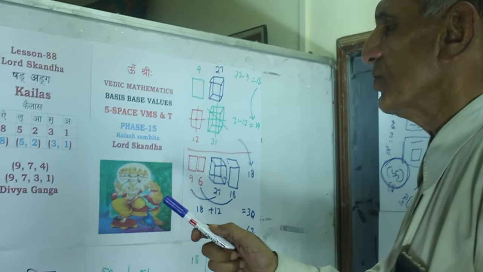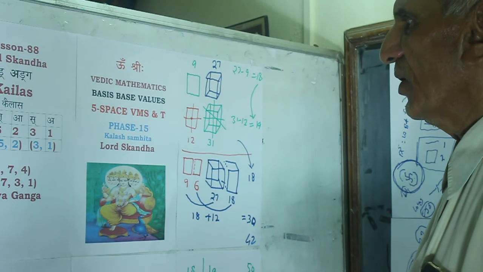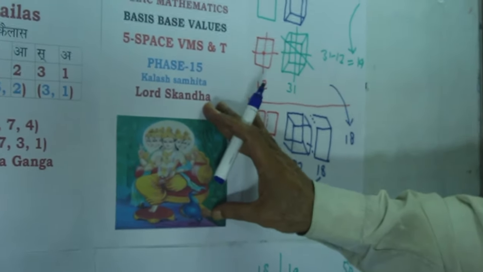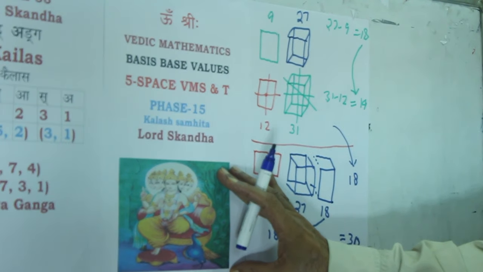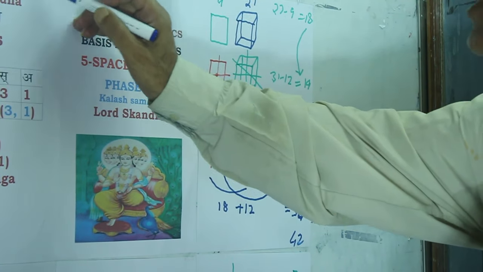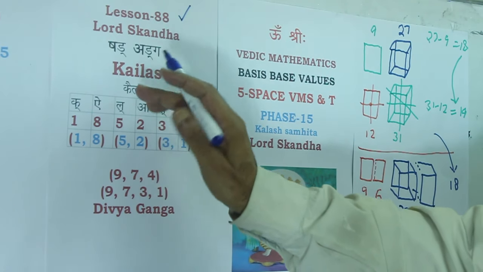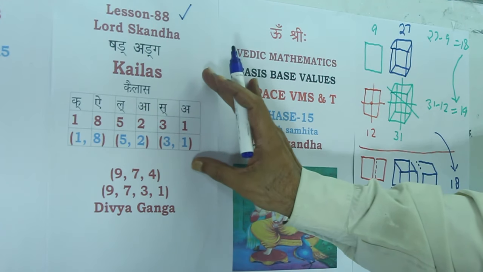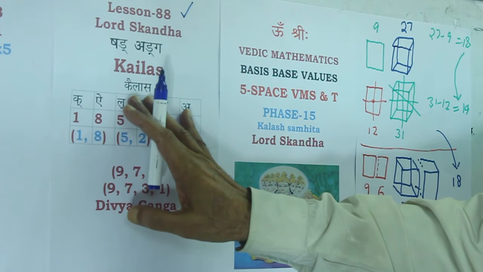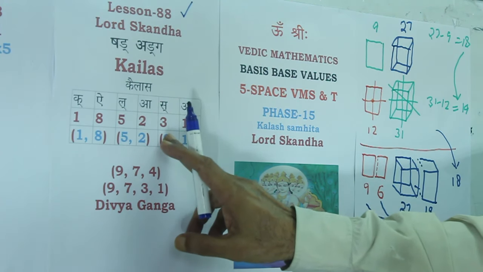We are initiating and exposing ourselves to Phase-5 VMST. In this phase 15, we are in the shelter of the Kailash Samhita. Lord Skanda is the overlord, the presiding deity, the lord of the Kailash Samhita. In the present lesson 88, we are focusing upon the Shadang, meaning the formulation. Kailash is a composition of six letters: Ka, A, L, A, S, A.